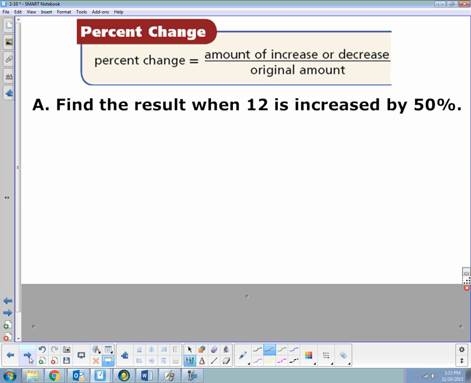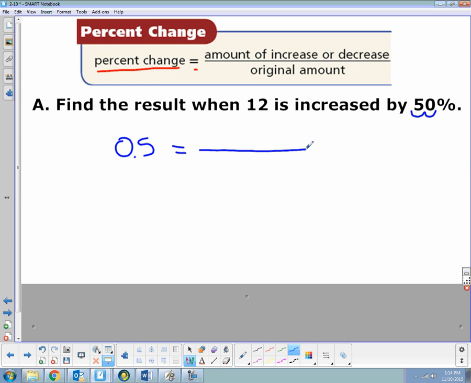Some of you already know the answer, because 50% is fairly easy to work with in our heads. But I am going to use the formula to show how it works, so that when it's not a nice percent, let's say it was increased by 2.7%, that might be harder to work out in your head. So if I use the formula, the percent change is 50%, but if I'm going to use a calculator, I need to change that to a decimal, 0.5 or 0.50, equals the amount of change.